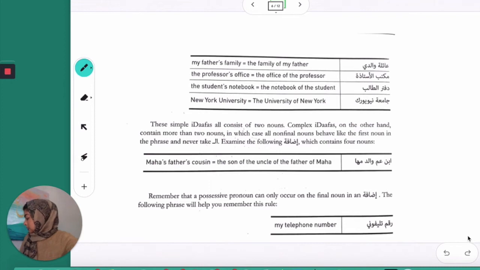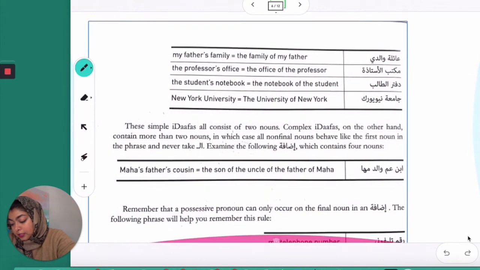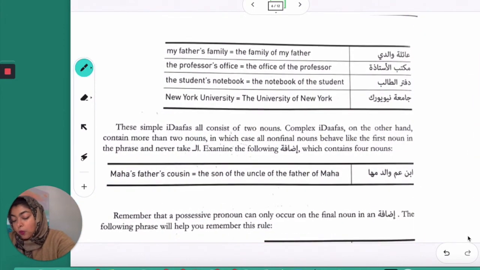Page 53, top of the page. So let's look here. عائلة والدي, family of my dad. Notice you have an indefinite word and it's followed by a definite word. Family of my dad, meaning my dad's family. So what you're doing here is you're talking about family and you're specifying whose family it is. And by doing that, you're making the whole phrase a definite phrase because now it's your dad's family. Okay? So family of my father.